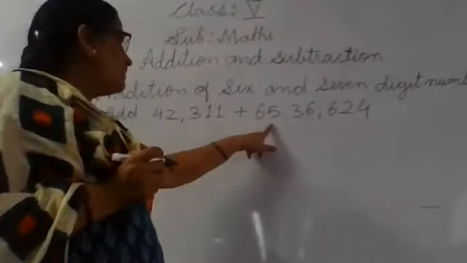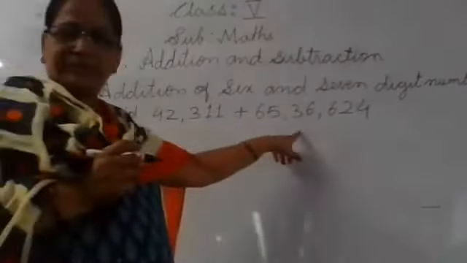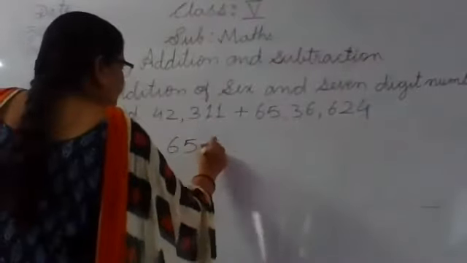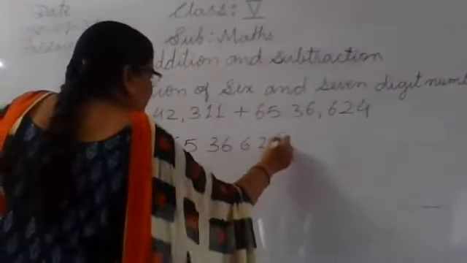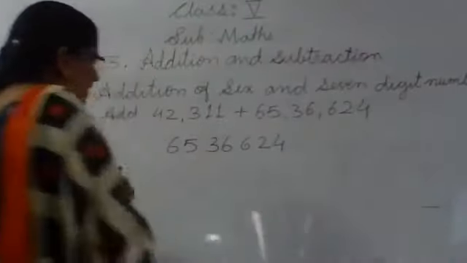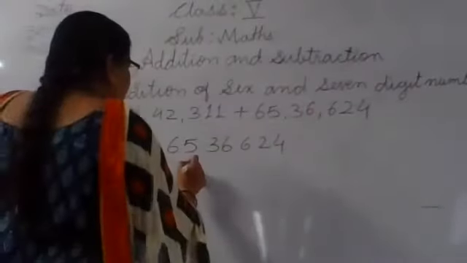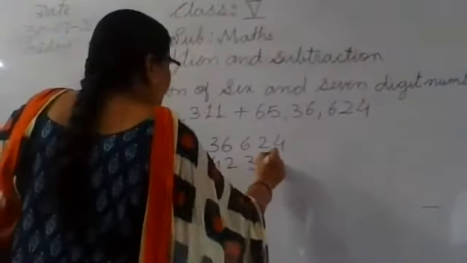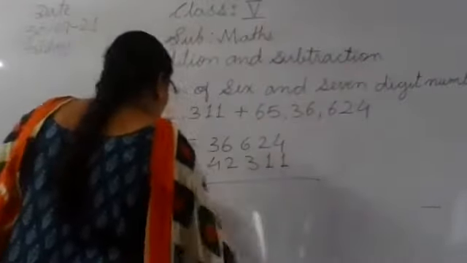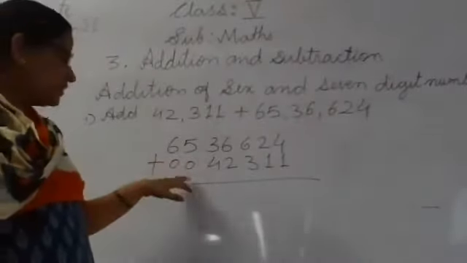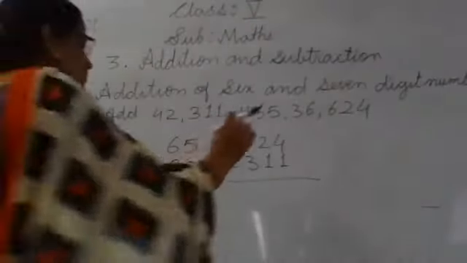Now see beta, it is 65 lakh and it is 42,000. So which one is greater? 65 lakh is greater. So we will write it first, 65,36,624. Now properly we will arrange this below this number. So it is 42,000. Here the lakhs place is empty, so we will put zero or we will leave it as it is. So it is 42,311. If you want to put the zero, you can write it, or otherwise it does not matter.